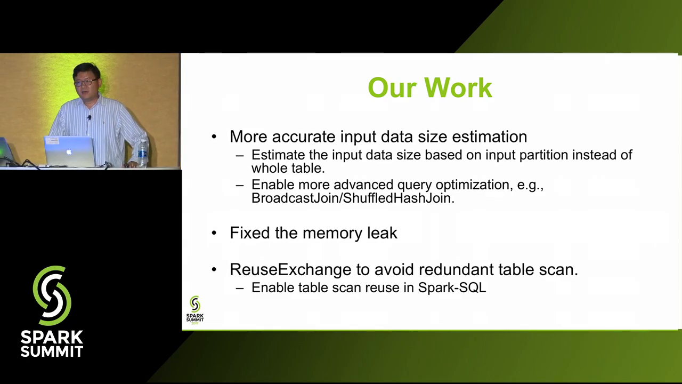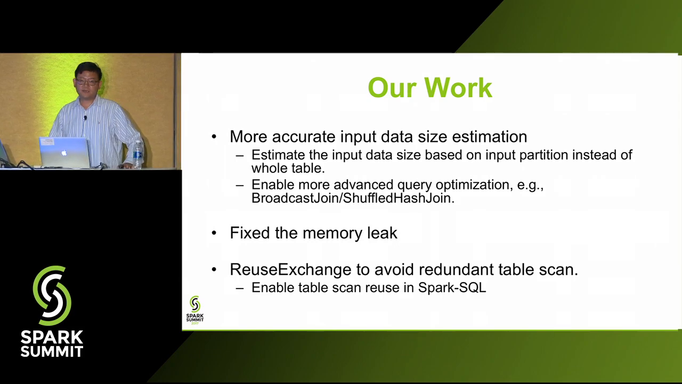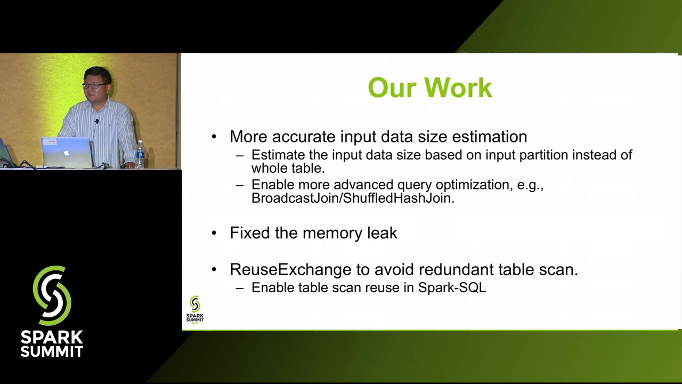First, we added a rule to estimate the real input data size for that partition after the partition pruning, but before the join strategy optimization. After applying that rule, we see a quite significant number of queries can leverage broadcast join and shuffle hash join. After that, we fixed the hash map memory leak in shuffle hash join.